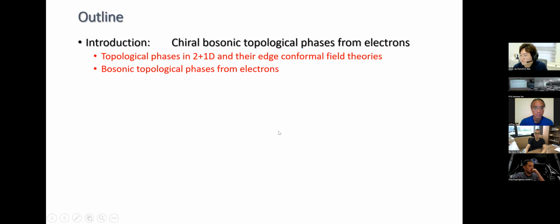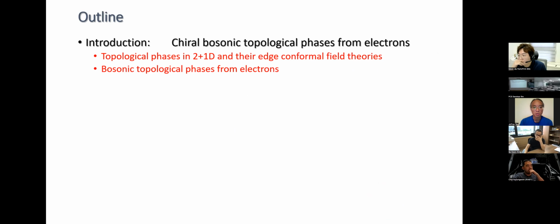So first, I will begin with an introduction defining this family of bosonic topological phases. These are chiral phases in the sense that there's a bulk-boundary correspondence. There's a bulk energy gap in the bulk of the material, but on the edge, there's a gapless chiral theory that runs along the boundary.